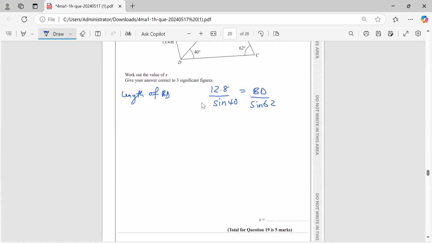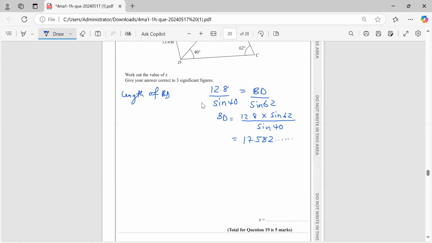So for us to get BD, BD is going to be equal to 12.8 times sine 62 all over sine 40. So BD is going to be equal to, if you enter those values, you're going to get 17.582 and so on, right? That's what you're going to get. So we now have the length of BD, isn't it?